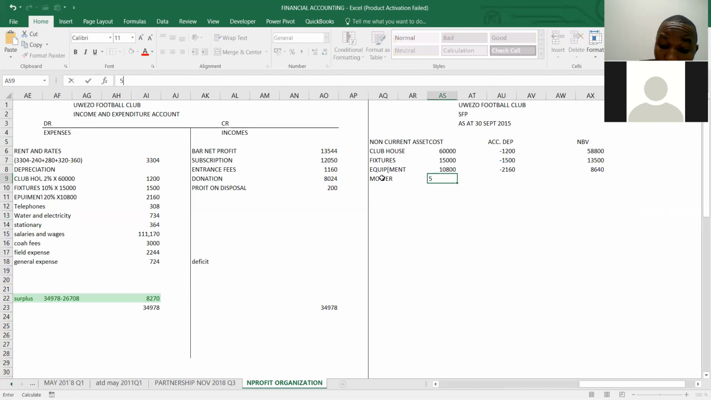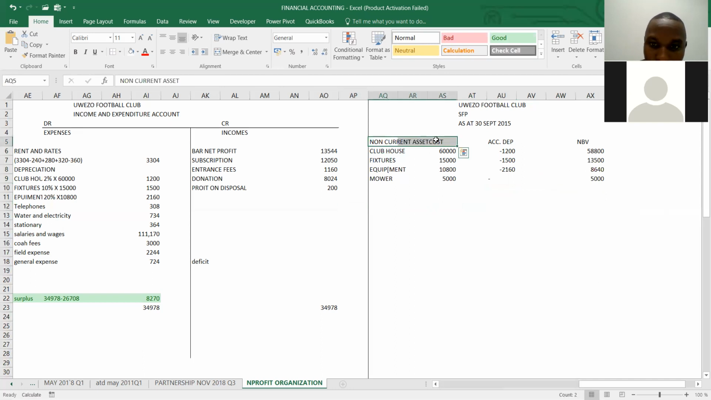Then we have more, with a cost of 5,000. We have not been told of any depreciation, so it is a dash. Then it will be 5,000. We sum up and get our total. Then we go to the current assets.